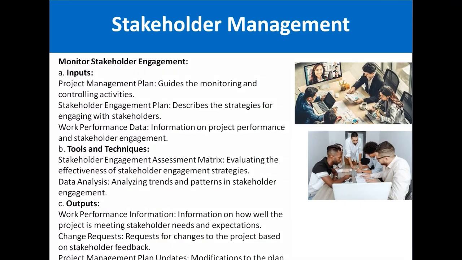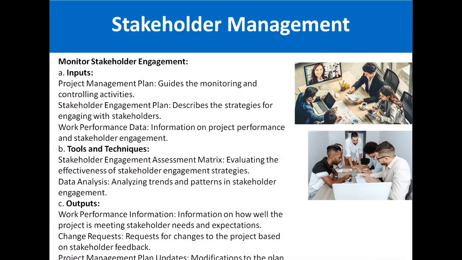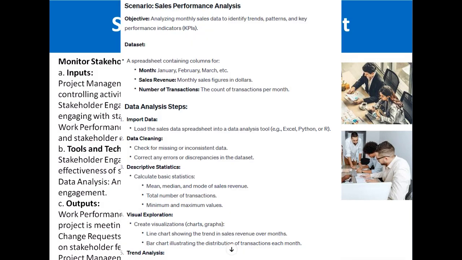Then monitor stakeholder engagement means you have to monitor how stakeholders are engaging. The input for this process is the project management plan, the stakeholder engagement plan, and the work performance data. Work performance data means how things are going, whether they are going as per the requirements and expectations or not. The tools and techniques are the stakeholder engagement assessment matrix, which means evaluating the effectiveness of stakeholder engagement strategies. Data analysis means analyzing trends and patterns in stakeholder engagement.